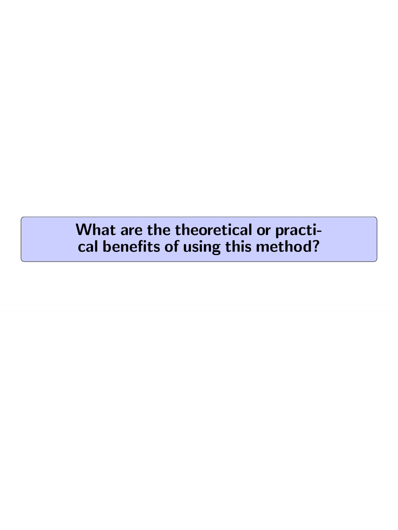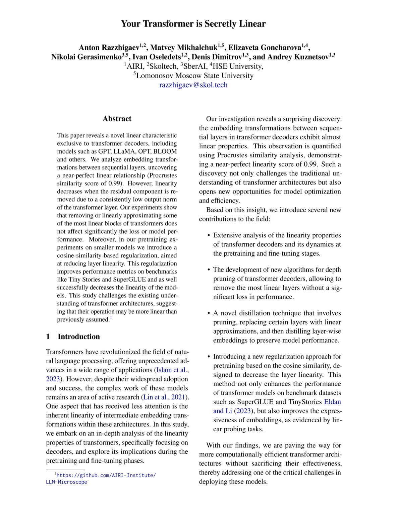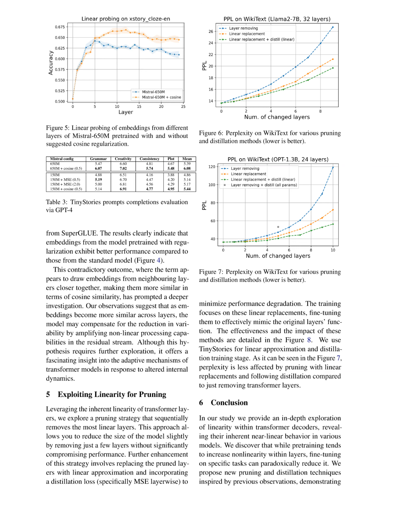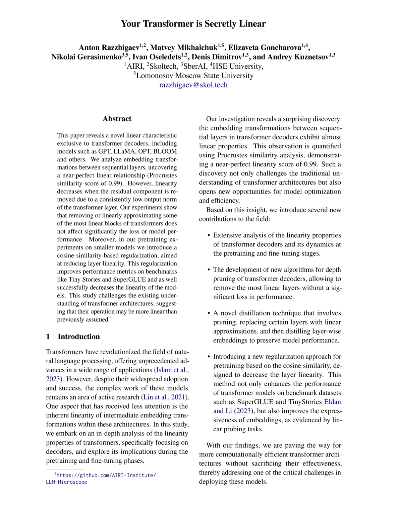What are the theoretical or practical benefits of using this method? The theoretical and practical benefits of using the method described in the paper include the ability to optimize transformer architectures by leveraging the inherent linearity of transformer layers for efficient pruning. By sequentially removing the most linear layers and replacing them with linear approximations, the model size can be reduced without significantly compromising performance. This approach not only improves computational efficiency, but also maintains high model performance on benchmark datasets.